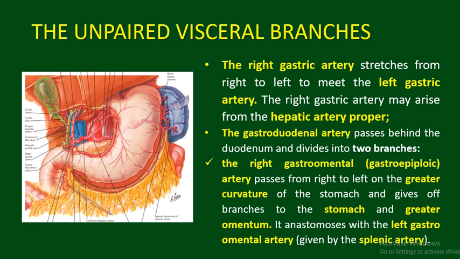The gastroduodenal artery passes behind the duodenum and divides into two branches. The right gastro-omental artery, which of course passes from the right to the left on the greater curvature of the stomach, gives off branches to the stomach and greater omentum. It anastomoses with the left gastro-omental artery given by the splenic artery.